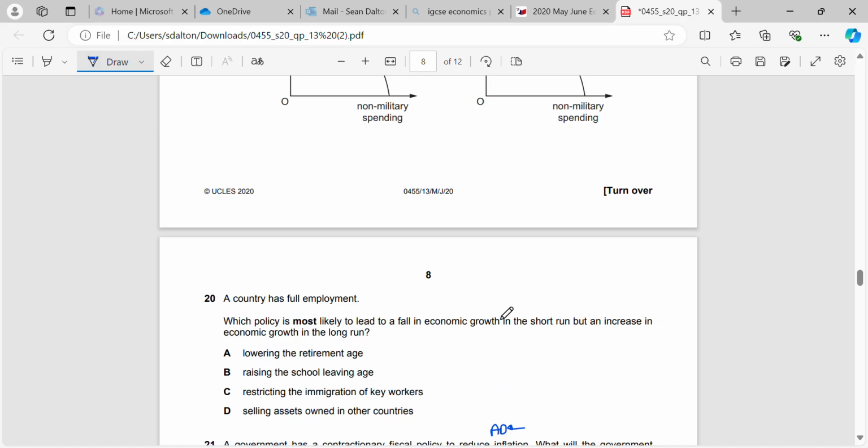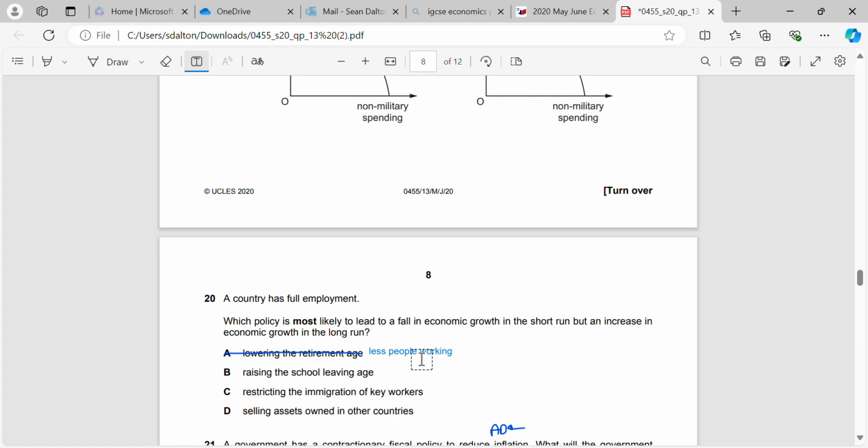Okay, question 20. A country has full employment. What policy is most likely to lead to a fall in economic growth in the short run, but an increase in economic growth in the long run? Okay, so lowering the retirement age, what's that going to do? That is going to mean that we have less people working, right? So, are we going to produce more goods and services? No, we're not, because we'll have less people available in the labour force.